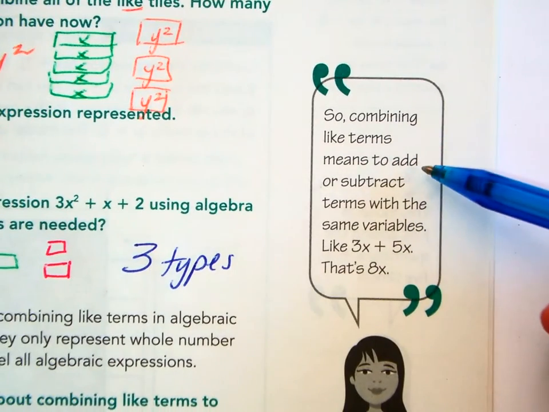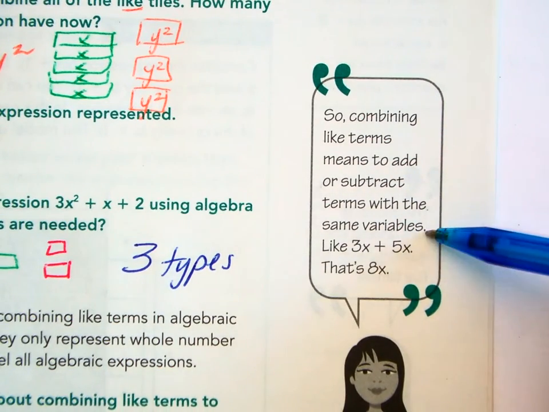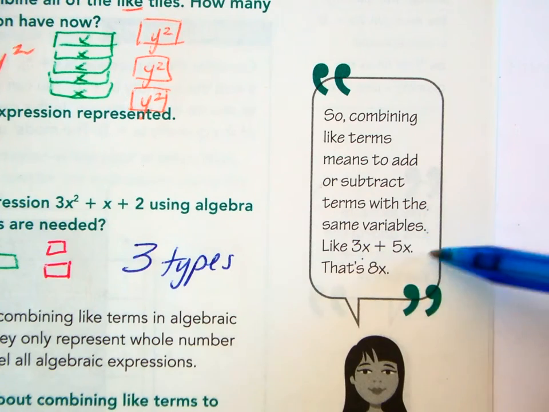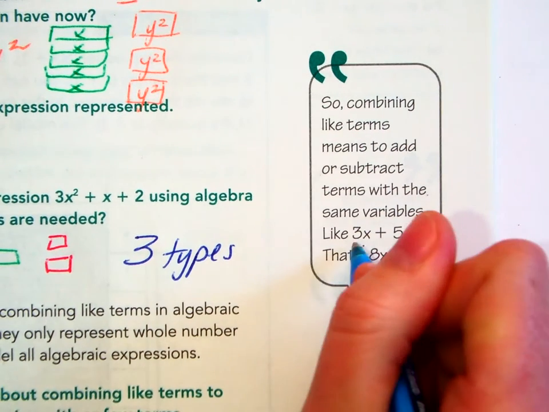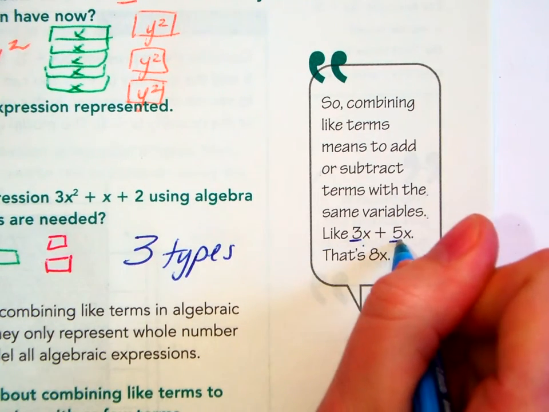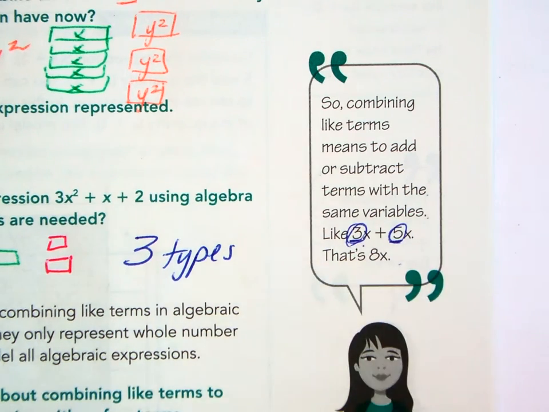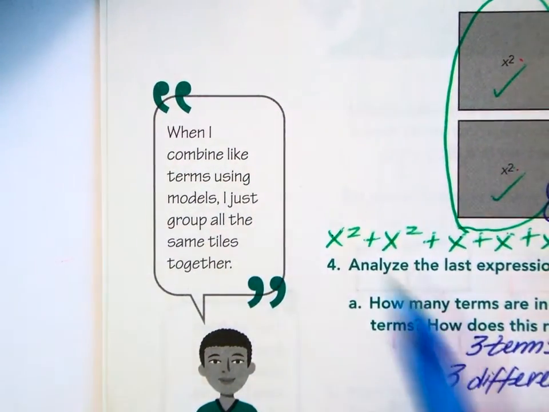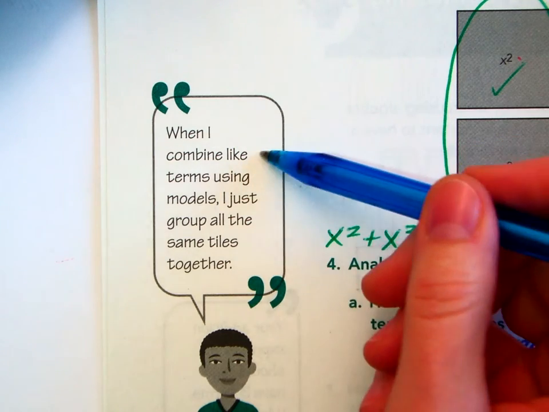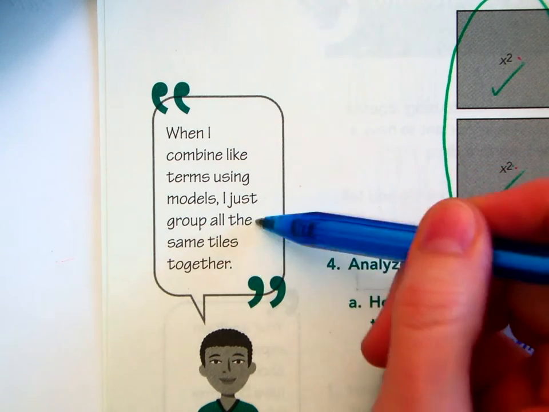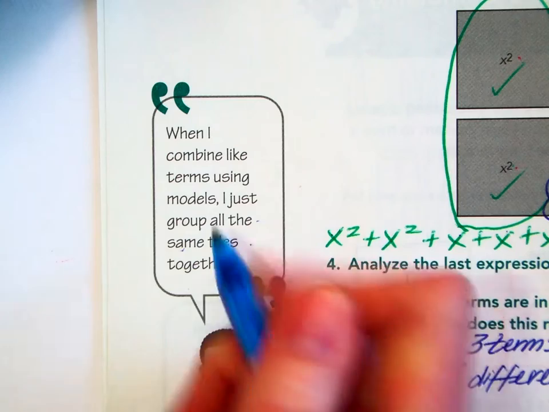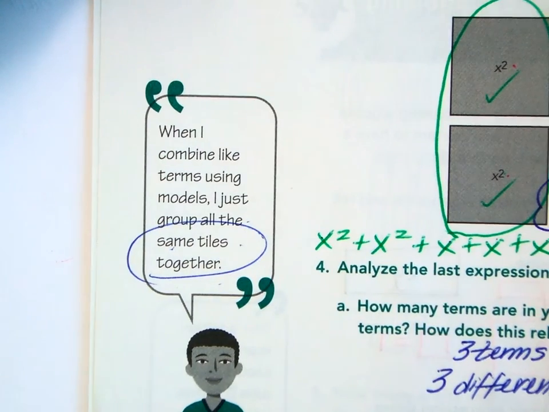Let's take a look at our character over here. So, combining like terms means to add or subtract terms with the same variables, like 3x plus 5x, that's 8x. Notice, you're actually doing the adding of the coefficient here. You could also be subtracting, but this example doesn't illustrate that. This character, too, was talking about the like tiles. When I combine like terms using models, I just group all the same tiles together. That's important. Same tiles together.